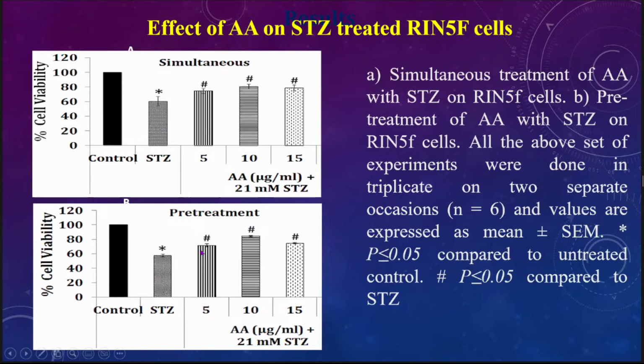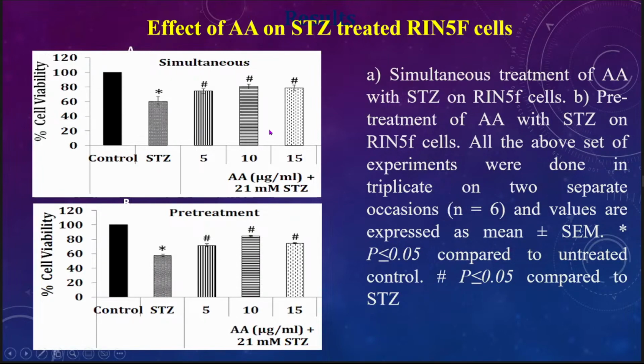And then, of course, we did two different types of experiments in this model, where we pre-treated the cells with arachidonic acid and then added streptozotocin or alloxan. And then we added arachidonic acid and alloxan or streptozotocin simultaneously. And we found that in both instances, the arachidonic acid is able to protect the pancreatic beta cells against the cytotoxic action of alloxan and streptozotocin.